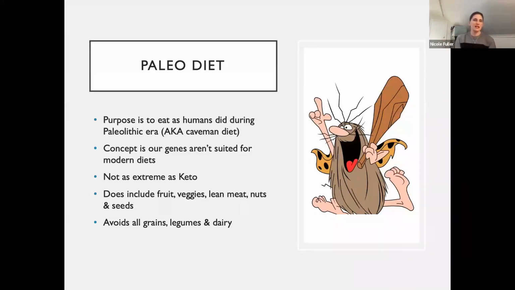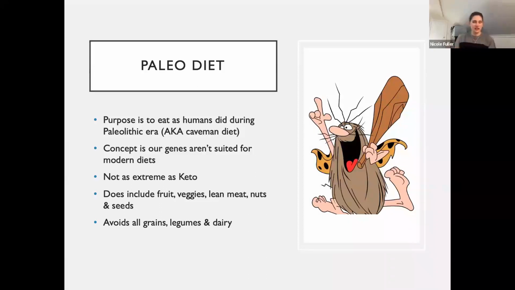The concept behind it is that our genes aren't suited for the current modern diets and current modern farming practices like we have today. It is not as extreme as keto, but it is still considered more of a low carb diet. It does include some fruit, vegetables, meat, nuts and seeds, but it avoids all grains, legumes, beans, lentils, and peanuts, and it avoids dairy. Okay.